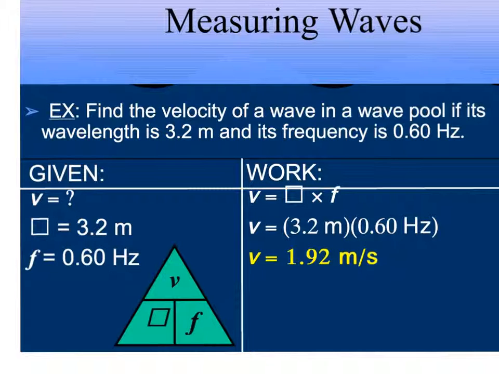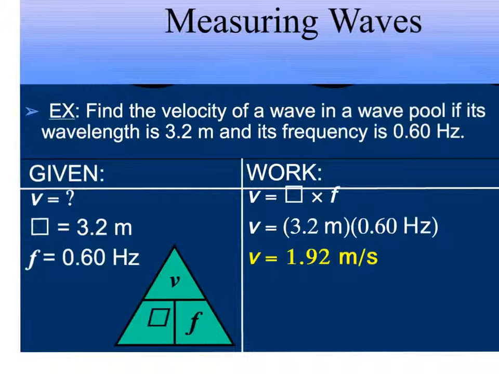One final example before we move on. Find the velocity of a wave in a wave pool if its wavelength is 3.2 meters and its frequency is 0.6 hertz. Now the key to this is just to have your equations in front of you so that you know which equation to choose in order to solve the problem.